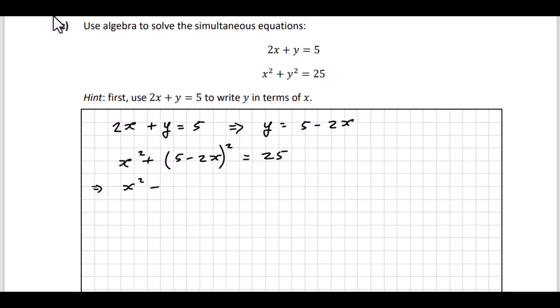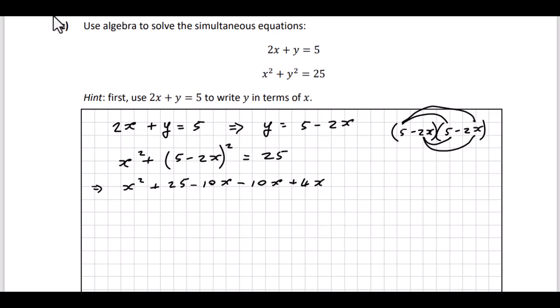We've got x squared plus, you've got to multiply this out. Remember this is 5 minus 2x times 5 minus 2x. So you've got to multiply this by this, this by this one, and this one by this one here. So 5 squared is 25, and then 5 times minus 2x is minus 10x. Minus 2x times 5 is minus 10x. And then minus 2x times minus 2x is plus 4x squared.